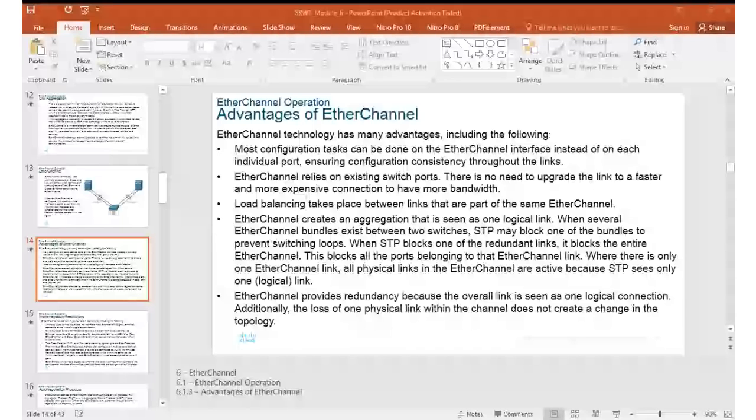Other vendors, maybe like Huawei, call it link aggregation. What we are calling the EtherChannel here, the overall name is link aggregation. You aggregate links together logically to form one single logical interface. In this chapter, there's not much to be done apart from knowing how to combine these interfaces.